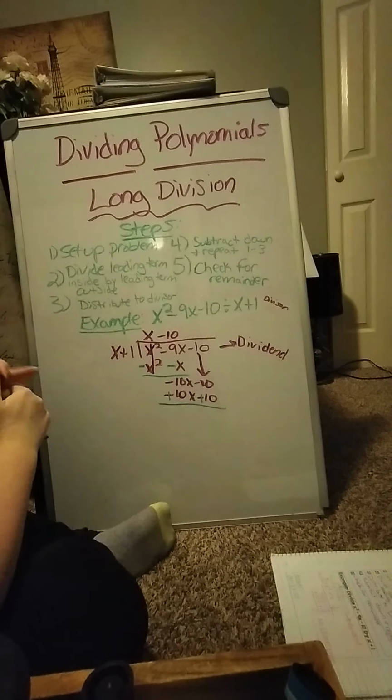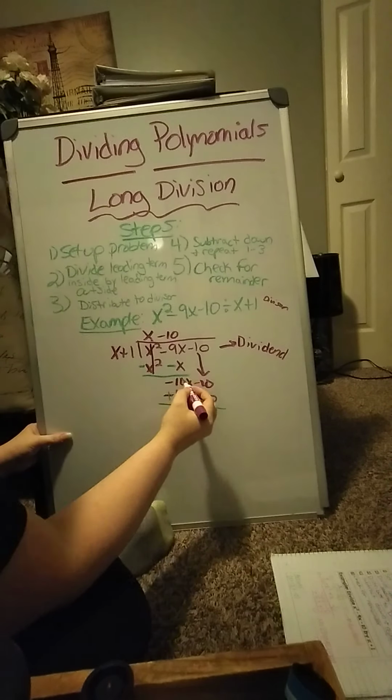What happens here is really nice. My term cancels that I want to cancel, and then I get negative 10 plus 10 is 0. I have nothing else I can bring down, so that means I stop. And then since I have 0, that means I do not have a remainder. So I would write no remainder.